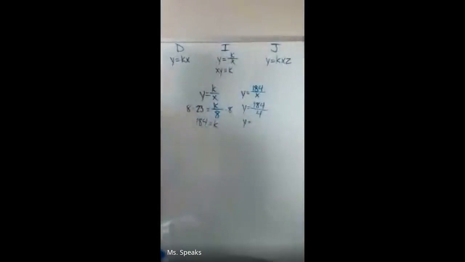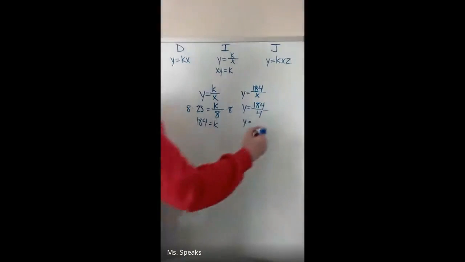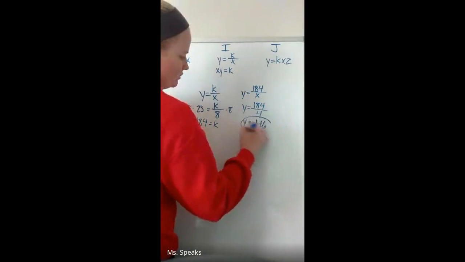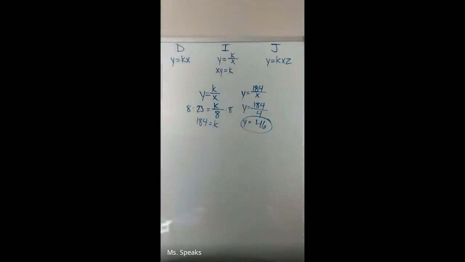Well, this one is an easy one. We just do that math. 184 divided by 4 gives me 46. So y equals 46 would be your final answer there.